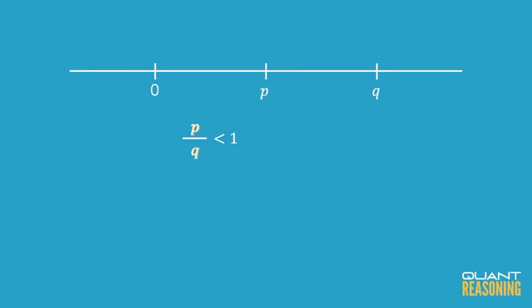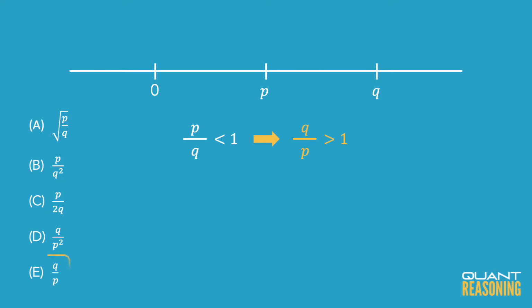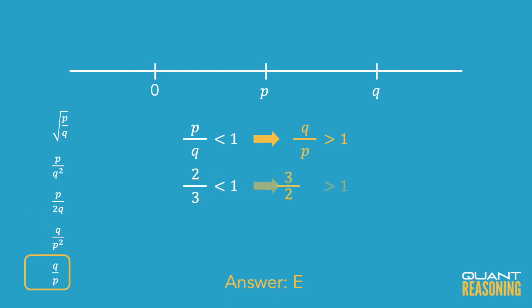So if you know that taking the reciprocal of a fraction would turn you into something greater than 1, then you can solve this fairly easily. The correct answer is E, because E is the reciprocal of p over q. And just to give you a couple of examples, the reciprocal of 2/3, which is a fraction, is 3/2, which is 1.5. It's more than 1. The reciprocal of a quarter is 4.